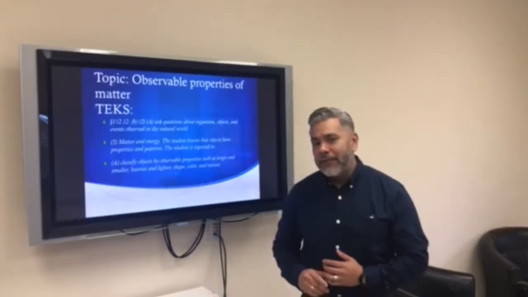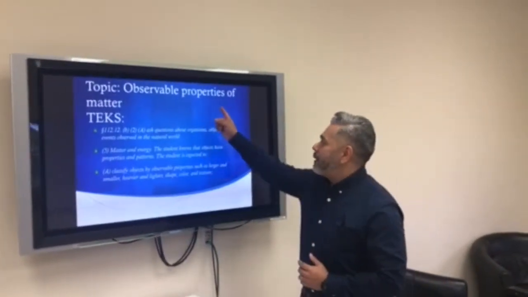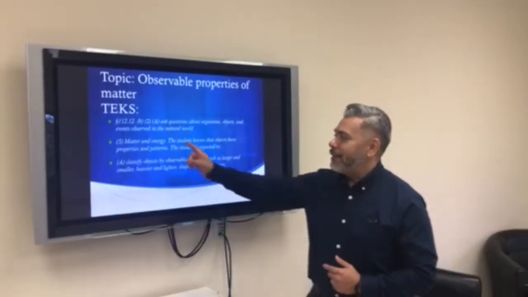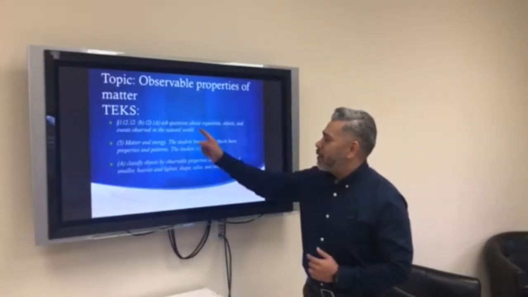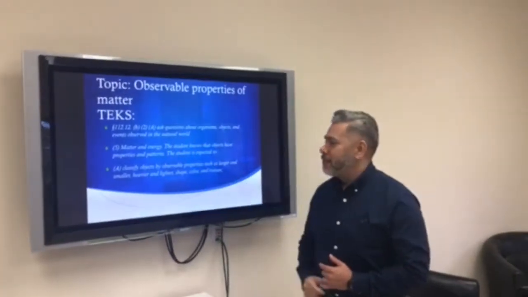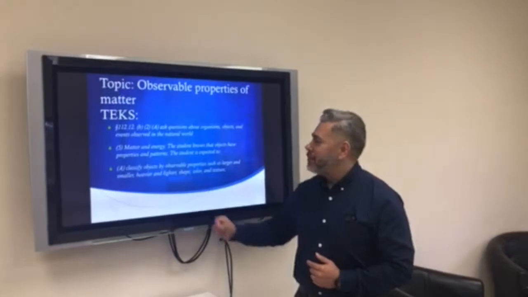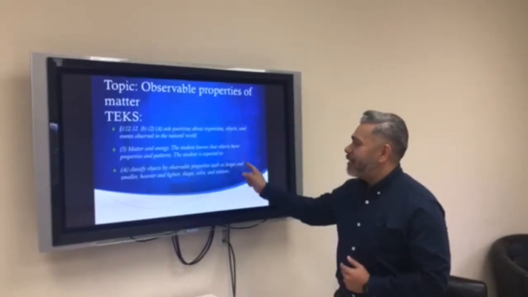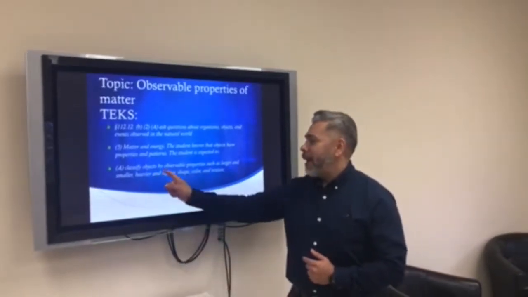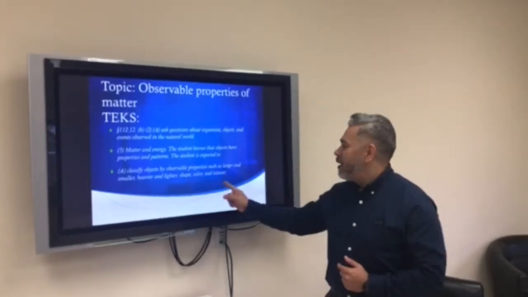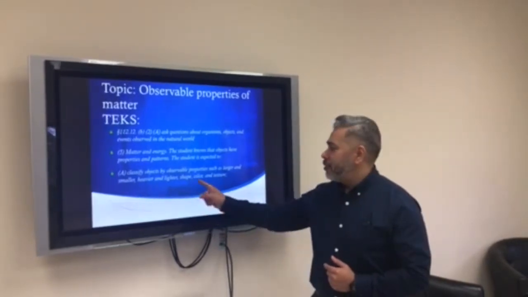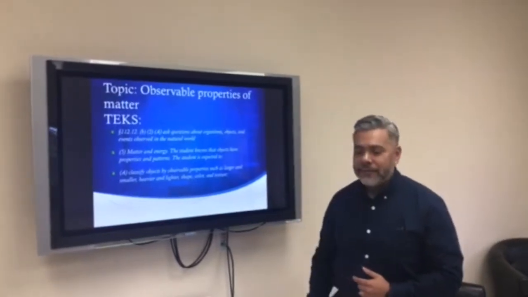The topic of this lesson is observable properties of matter. This lesson follows this standard: Ask questions about organisms, objects, and events observed in the natural world. Matter and energy: the student knows that objects have properties and patterns. The student is expected to classify objects by observable properties such as larger and smaller, heavier and lighter, shape, color, and texture.